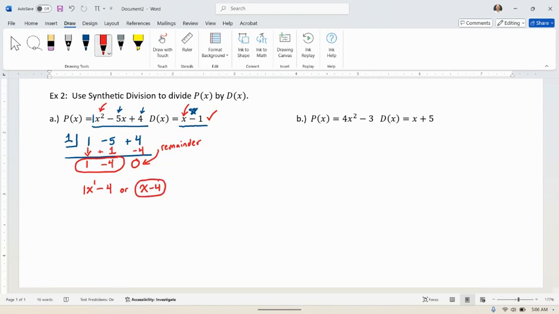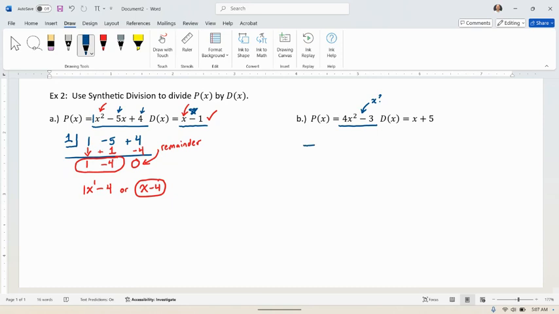Let's look at another example of synthetic division. First, we'll begin by checking that all of the terms of polynomial p of x are in decreasing order, which they are, and that none of the terms are missing. You may notice we have an x squared term, but we're missing an x term in this case, so we'll have to account for that in our division process. Let's begin to set up our structure.